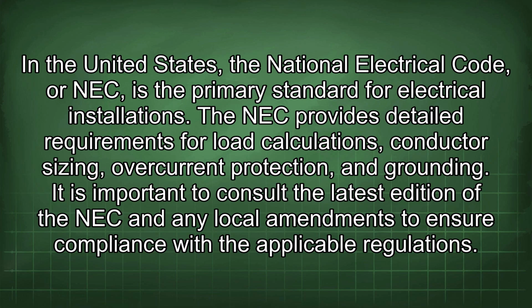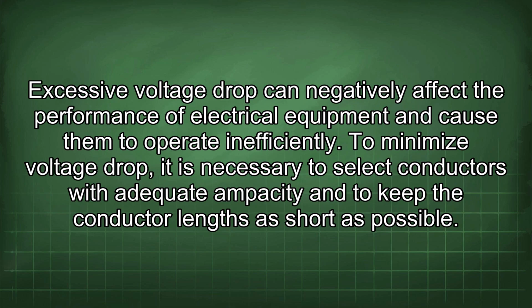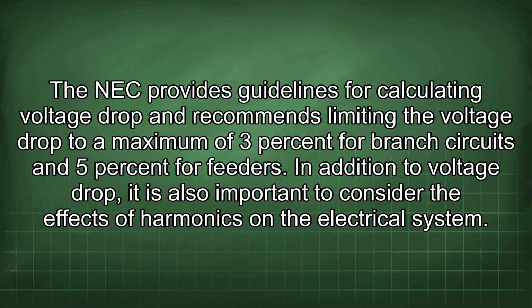When performing load calculations, it is also important to consider the voltage drop in the electrical system. Voltage drop occurs when the voltage at the load is lower than the voltage at the source due to the impedance of the conductors. Excessive voltage drop can negatively affect the performance of electrical equipment and cause them to operate inefficiently. To minimize voltage drop, it is necessary to select conductors with adequate ampacity and to keep the conductor lengths as short as possible. The NEC provides guidelines for calculating voltage drop and recommends limiting the voltage drop to a maximum of 3% for branch circuits and 5% for feeders.